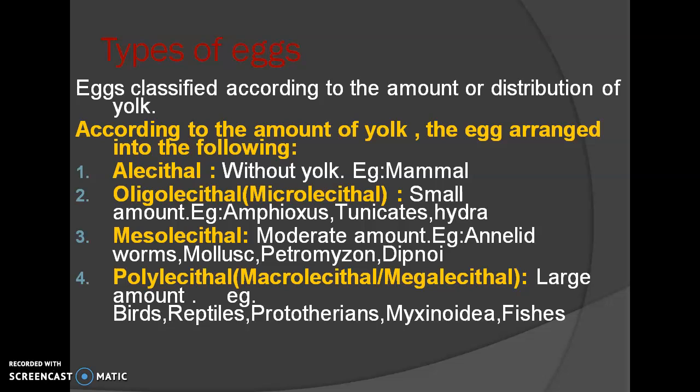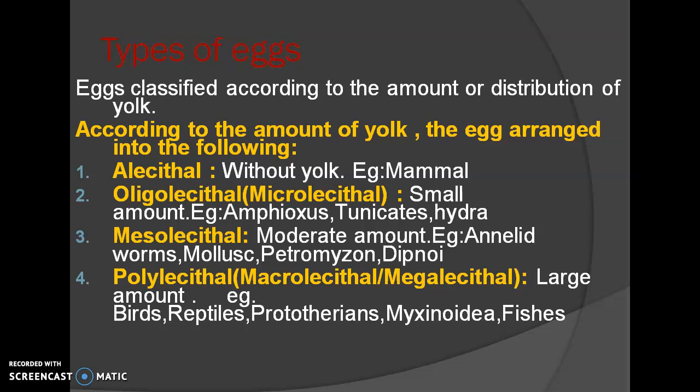The first one is called alecithal type. As the name indicates, lecithal means yolk. So alecithal means without yolk. Those eggs without yolk are called alecithal. And this particular type of egg is generally seen in mammals. In the case of human beings, we know that the developing embryo gets nourishment mainly through the placenta. The yolks are not there for the nourishment, but rather the embryo gets oxygen and all kinds of nutrients through the organic connection that we call the placenta. So alecithal type of eggs are generally found in mammals.